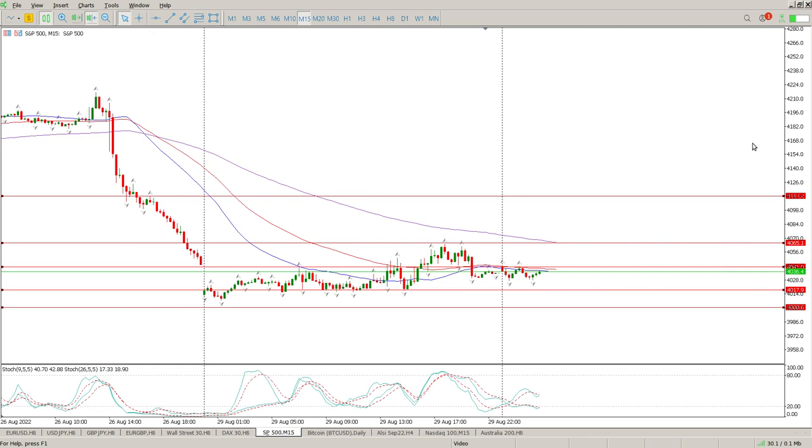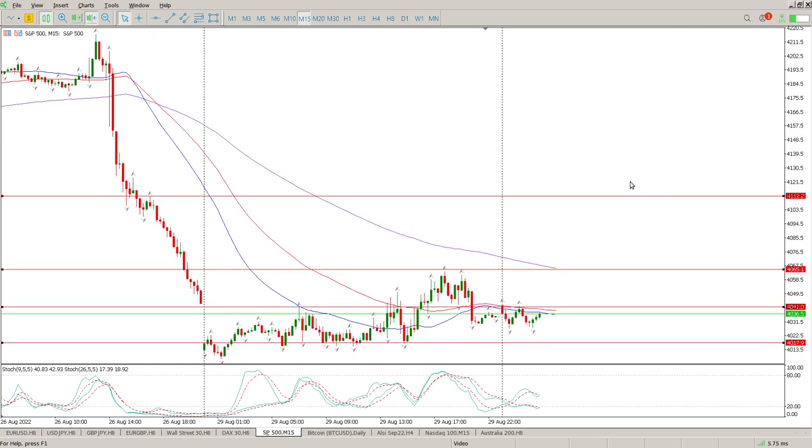But for now, it is sit on hands until we get some structure, and these are the two areas that you may get structures for potential longs. That's 40.41 and 40.65. Anyway, hope that helps, and we'll catch up with you tomorrow morning.